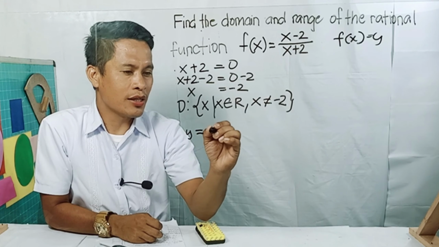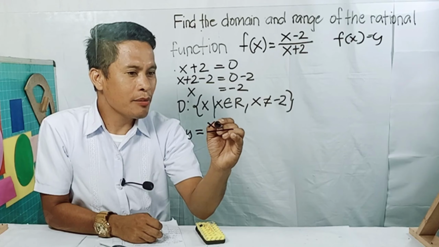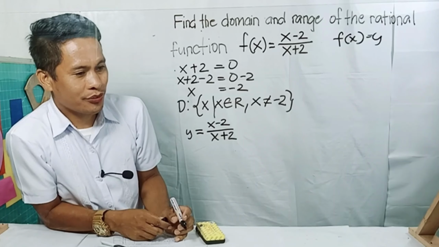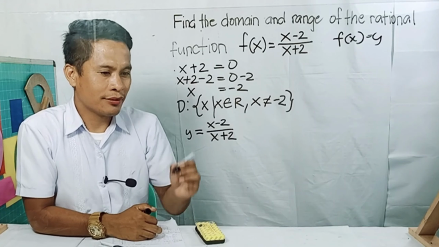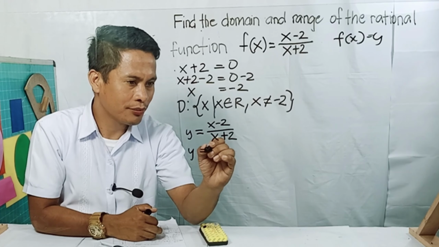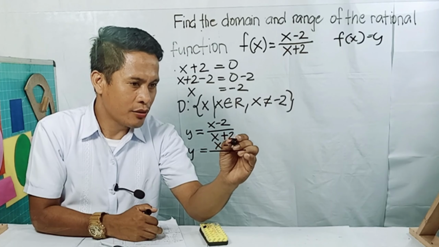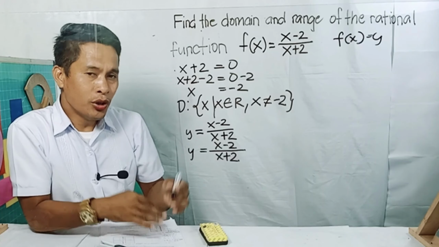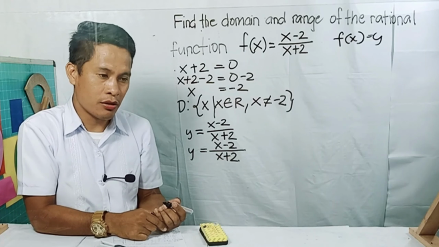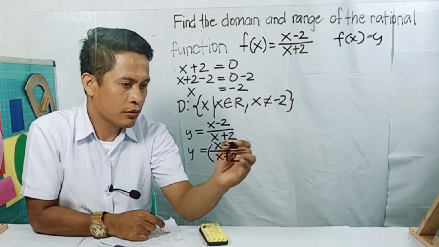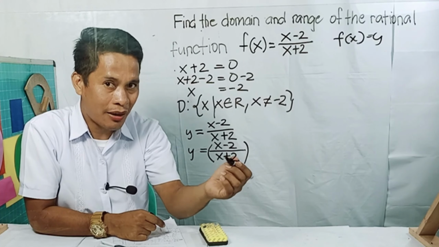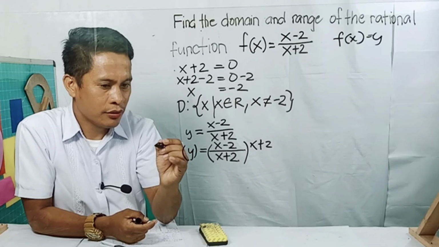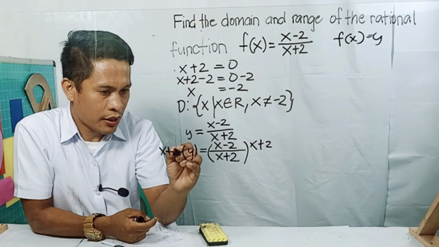y equals (x minus 2) all over (x plus 2). Let's rewrite the problem: (x minus 2) all over (x plus 2). Multiply both sides by x plus 2 to cancel out the denominator.